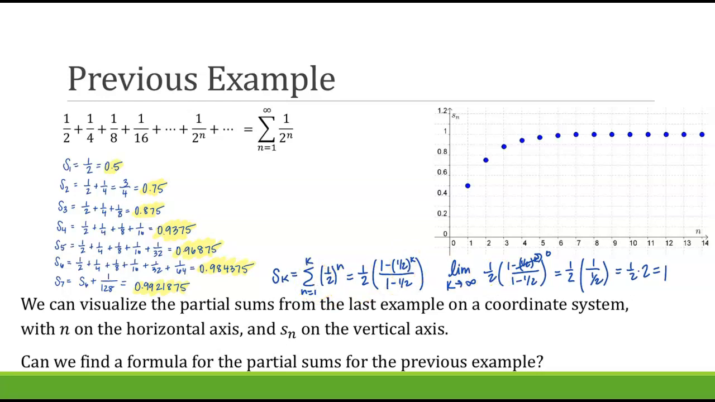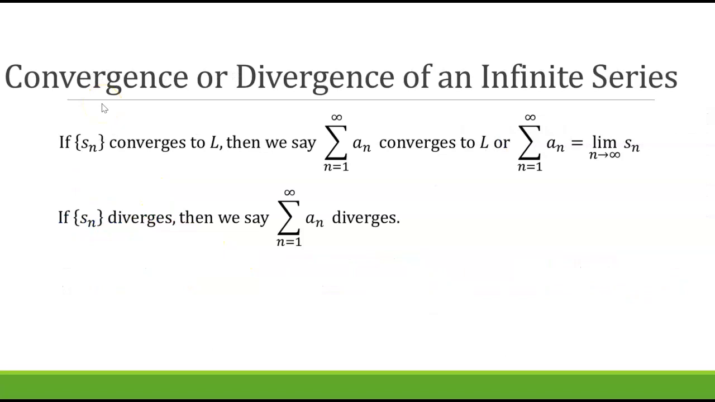But in general, we don't always have that. It's not always necessarily easy to find, but that is sort of the formal way that we can go about finding whether the infinite series converges, and it actually gave us what it converges to by taking the limit of that formula. Let's formalize what we just went through in that last example.